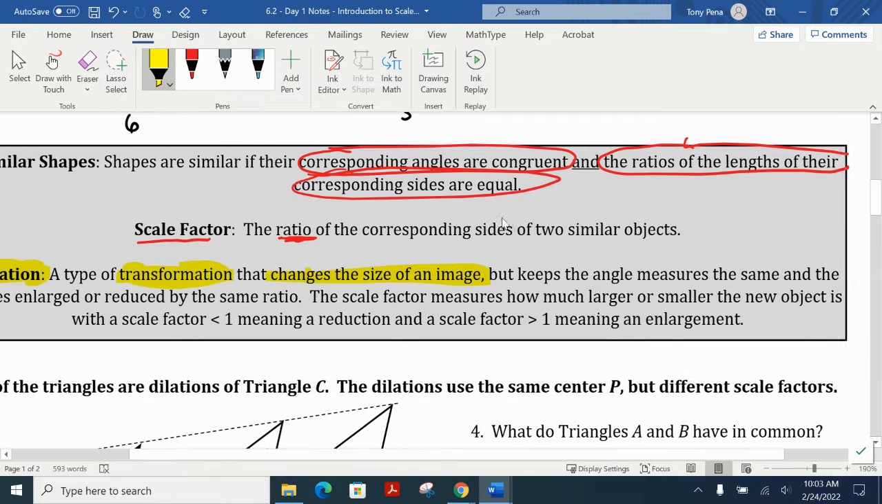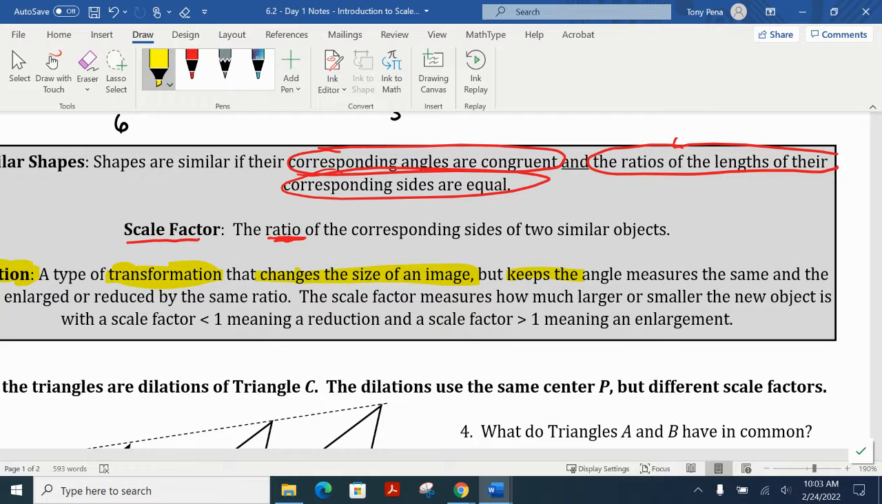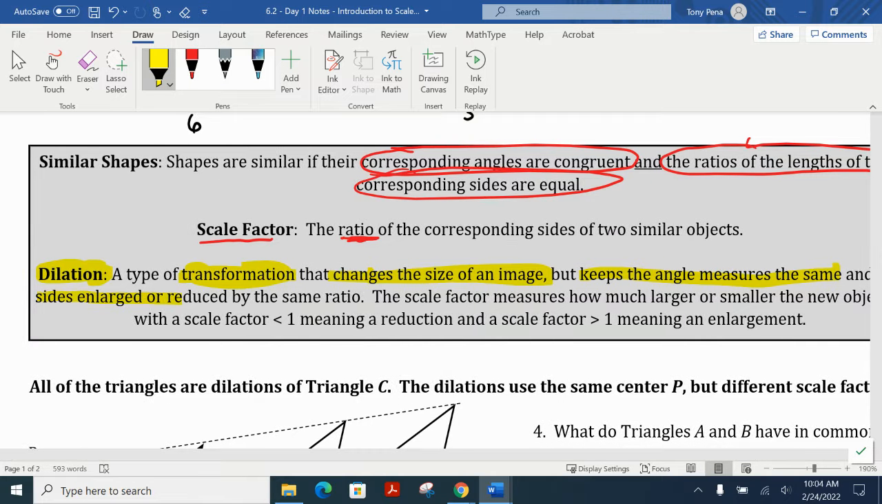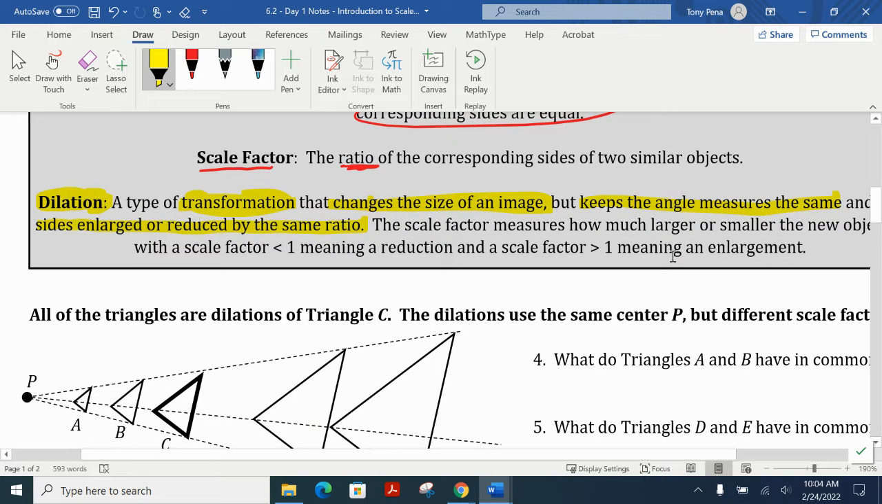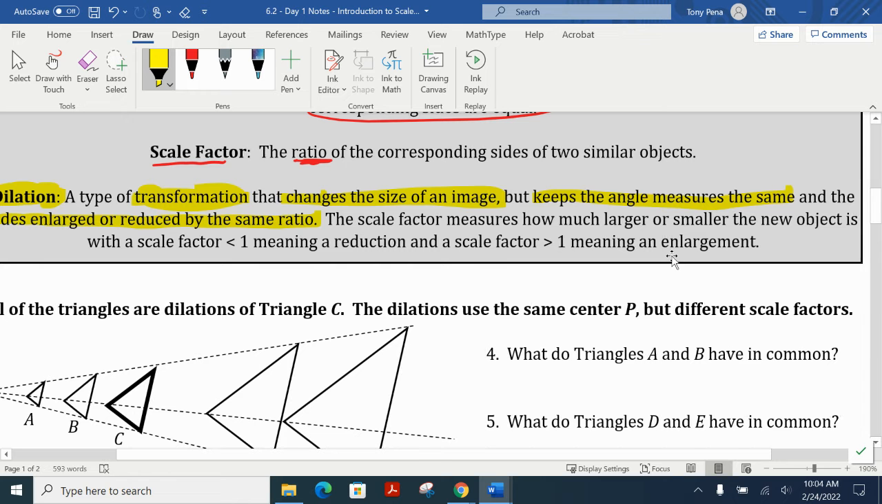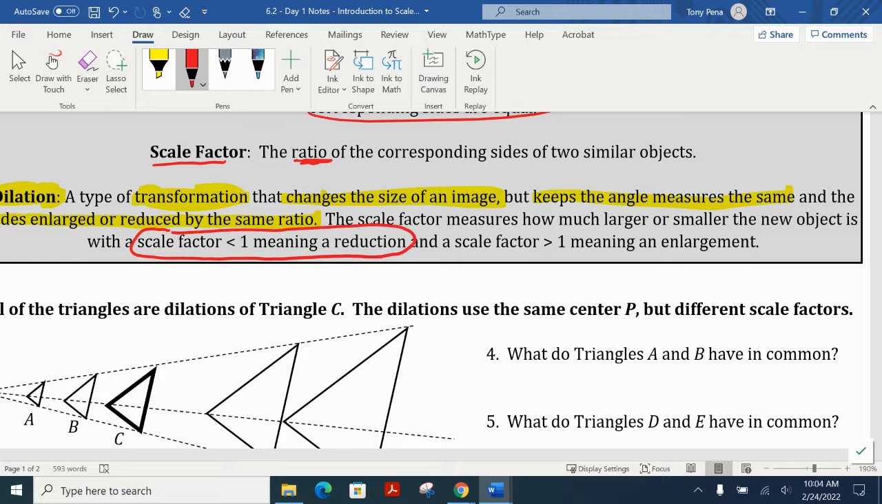When we change the size of an image, we keep the angle measures, so those don't change. And then the sides are either enlarged or reduced by the same ratio. The ones above, we reduce them all. All right, the scale factor measures how much larger or smaller the new object is relative to the original one. And then here's our big thing that we'll be dealing with. If our scale factor ends up being less than 1, then we are going to call that a reduction. It means we made it smaller.